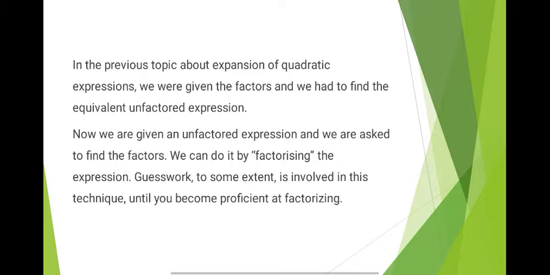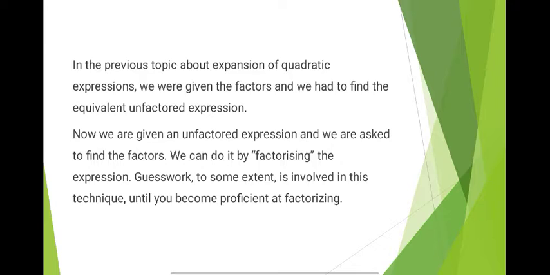Okay. Now we are given the unfactored expression, which is the expression without the bracket, and we are asked to find the factors. So that means we need to change them, turn them into the form that has the bracket, usually like that. Okay, those are factors, and if we do that, that is called factorizing.